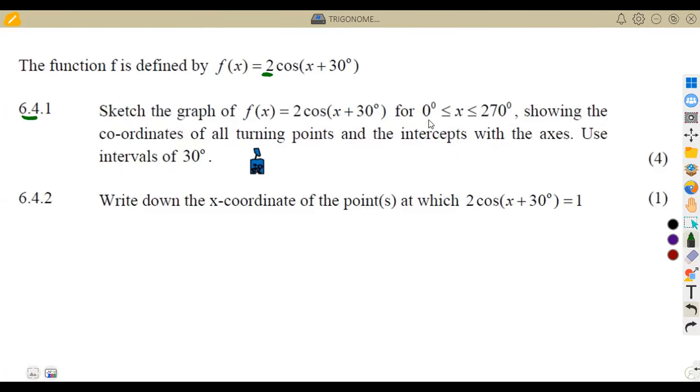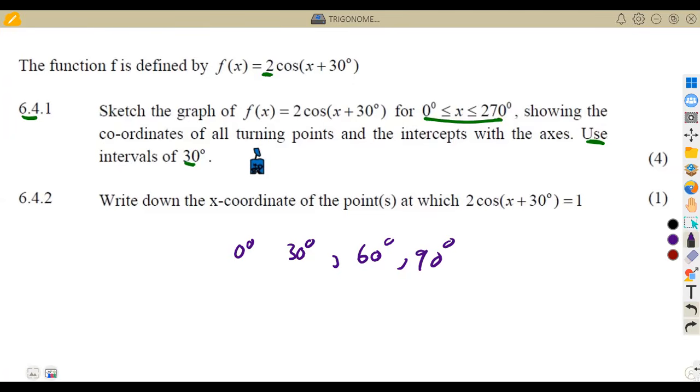And also take note of the interval. You are starting from 0, ending up to 270, not 360. But on this one, we are supposed to be showing all the coordinates of the turning points and the intercepts with the axis. We talked about this part of turning points, and we are told to use intervals of 30 degrees. The intervals are the ones that you separate your angles: 0, 30, 60, 90. These are the intervals that they're talking about to say we are going to use a 30-degree interval.